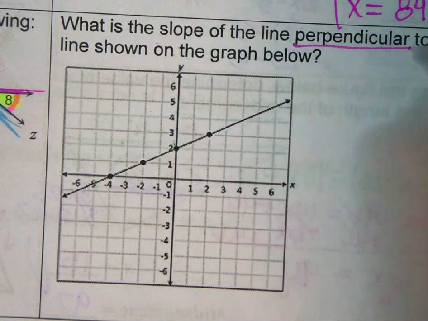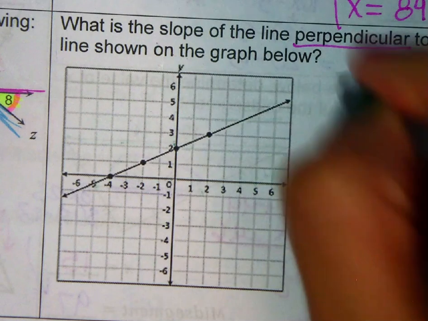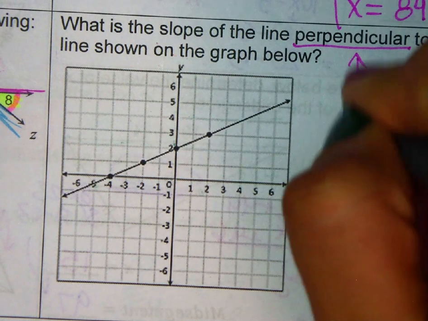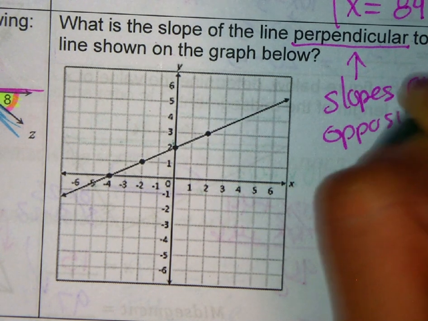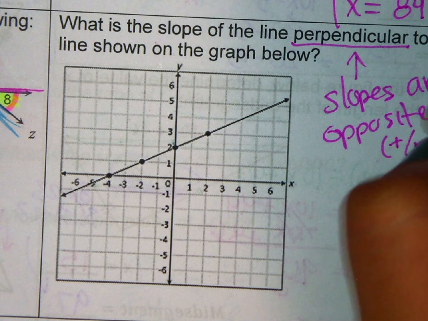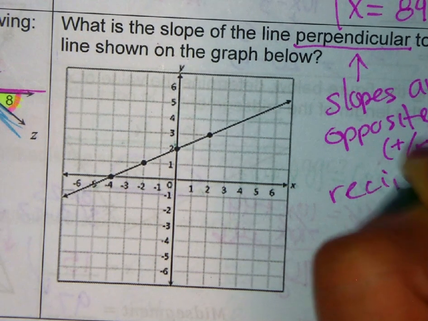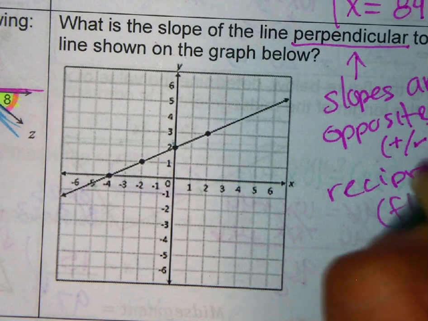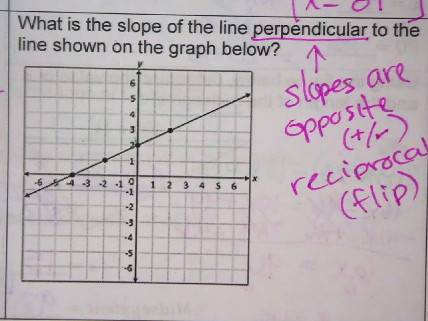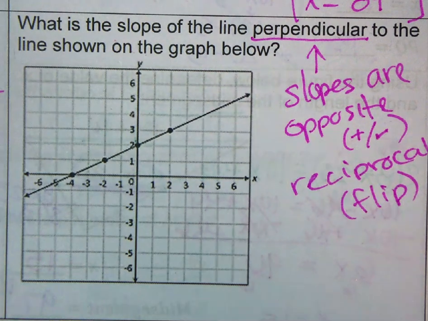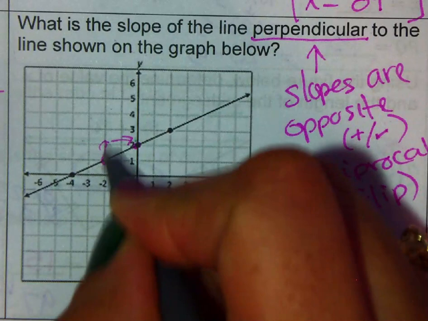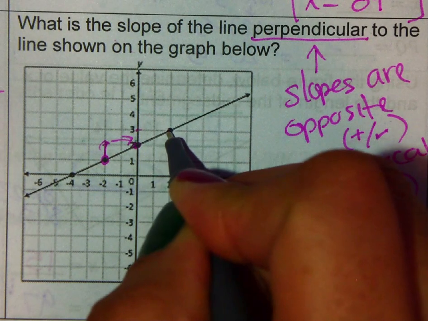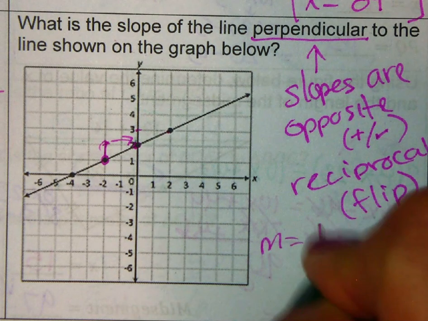For this last part on Unit 2 is remembering how perpendicular lines are related to each other. So we know right away, as soon as you see perpendicular, slopes are opposite, meaning one's positive and one's negative. And then reciprocal, meaning they flip. So we're going to look at the slope that we have right now. From one point to another, the rise over the run, you rise 1, you run 2. Rise 1, run 2. So the slope right now is rise 1 and run 2.